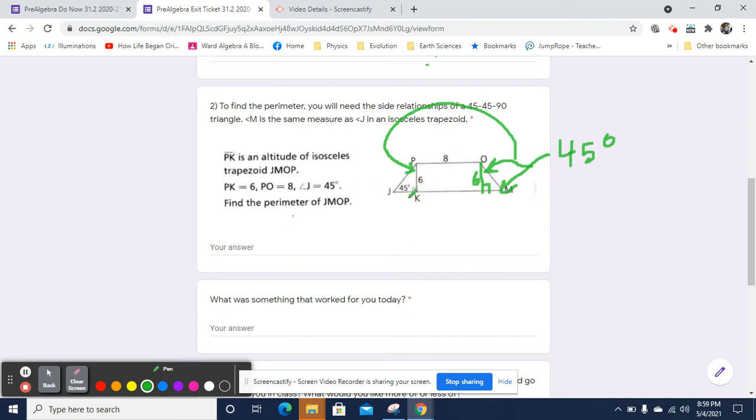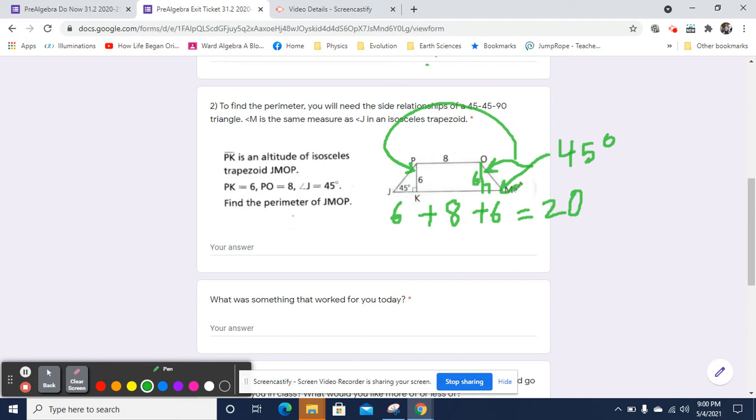If this side is 6, then this side has to be 6 as well. That has to be 6 too. This is 8. So we've got the base is going to be 6 plus 8. This is the bottom base. The large base is 6 plus 8 plus 6, and the top base is 8. 6 plus 8 plus 6 equals 20. So now we've got 20 and 8, 28 units overall.